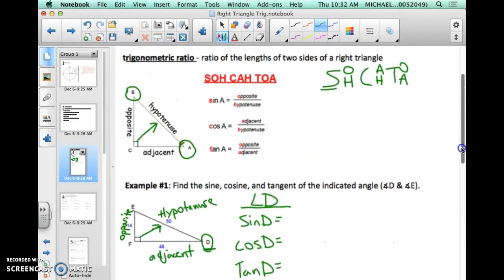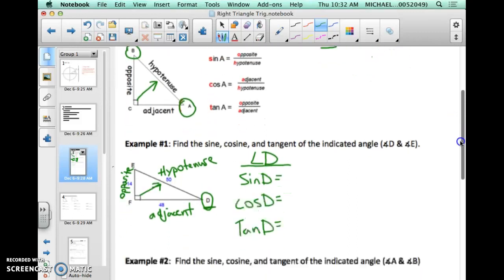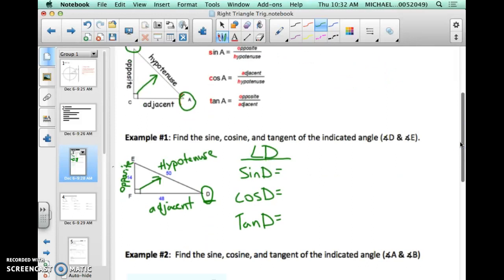Sine, if I go back to SOHCAHTOA, stands for opposite over hypotenuse. So the opposite in this case is 14 over the hypotenuse of 50. These are both even numbers, so I can reduce them by dividing both by 2. My reduced fraction is 7 over 25. And I would like you to reduce your fractions.